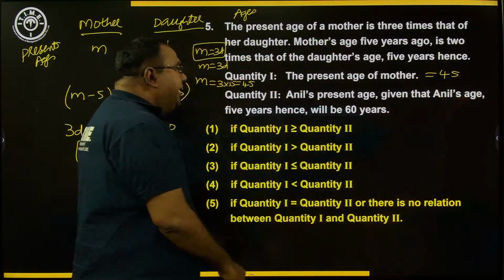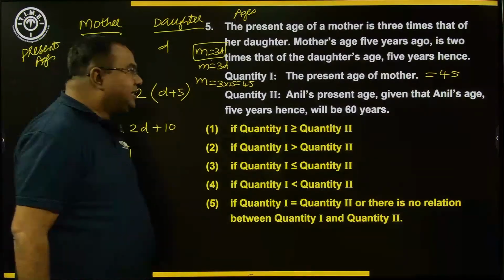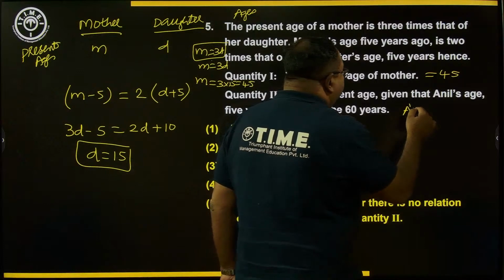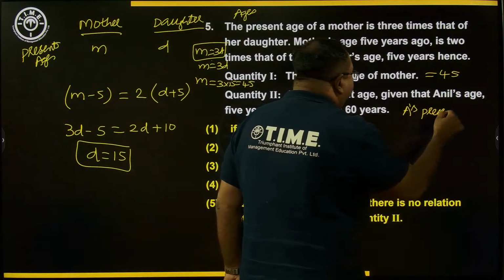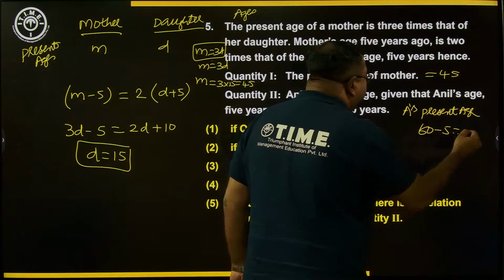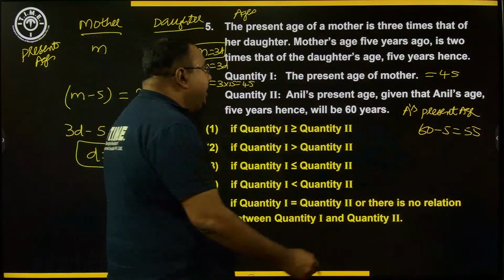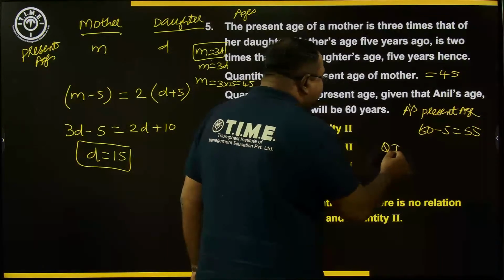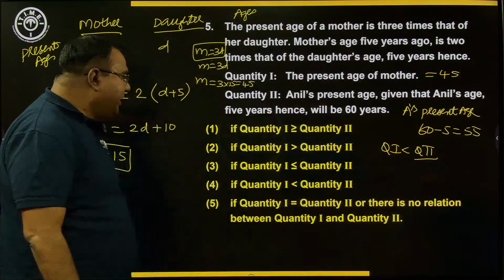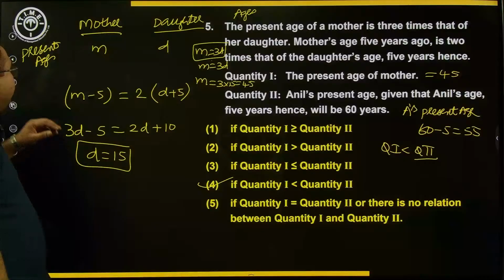Anil's age 5 years hence, that means after 5 years, is 60. So what is Anil's present age? It is after 5 years, minus 5, it is 55. Quantity 1 is 45, quantity 2 is 55. Clearly Q1 is less than Q2. Quantity 1 less than quantity 2 is present in choice 4.